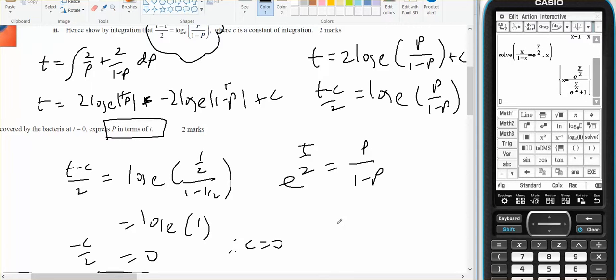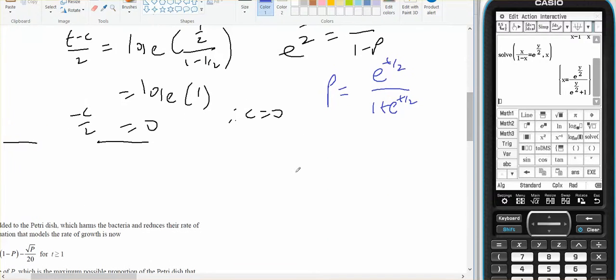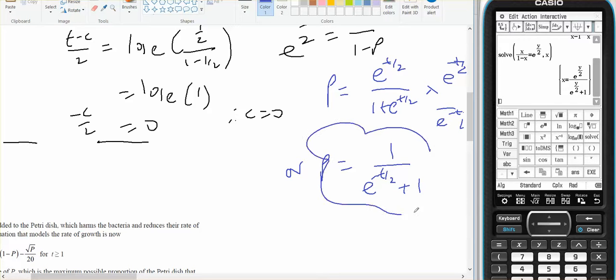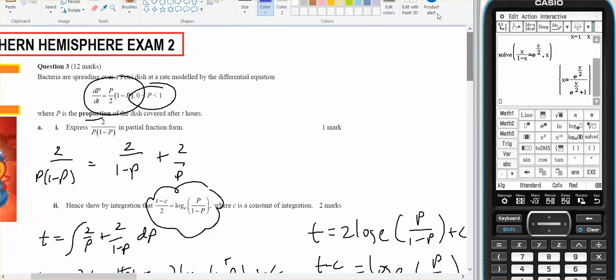I get an expression where p equals e to the t on 2 over 1 plus e to the t on 2, or alternatively, if I multiply everything by e to the minus t on 2 over e to the minus t on 2, I get 1 over e to the minus t on 2 plus 1. That's an expression, and that's question number 3.